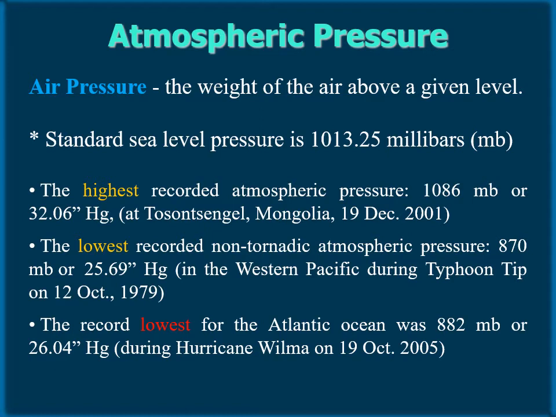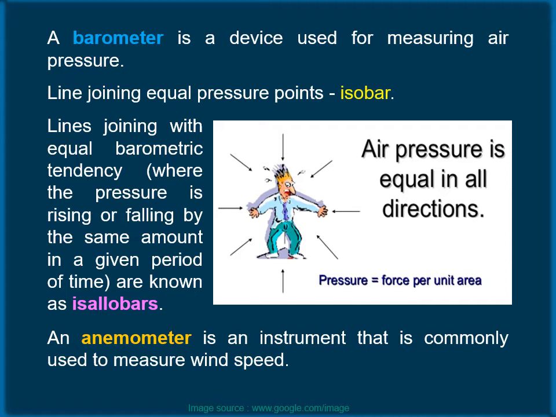So these are some records about the pressure variation over Earth during different times, the highest and lowest records found over the Earth. Now, pressure is measured by an instrument known as a barometer. At Earth's surface, different points have different pressure, and the value varies from point to point, from location to location.